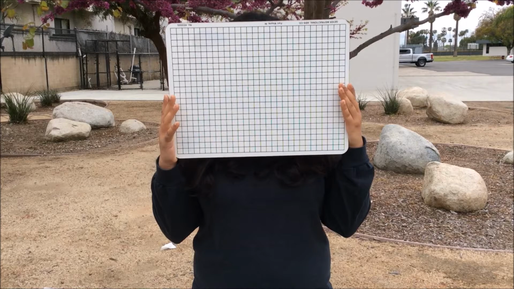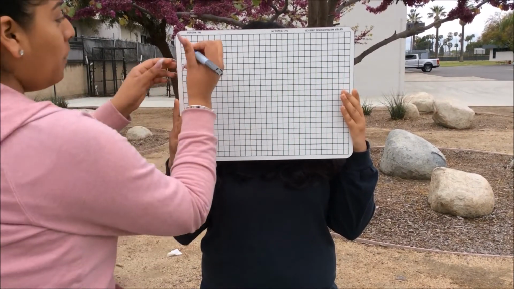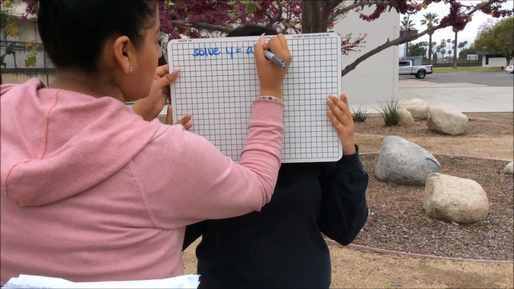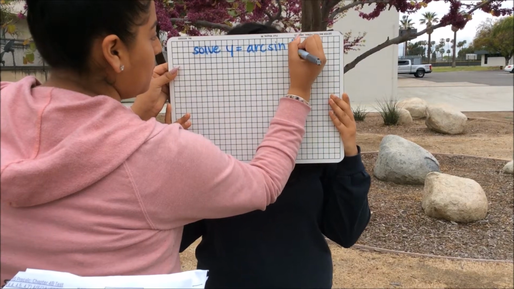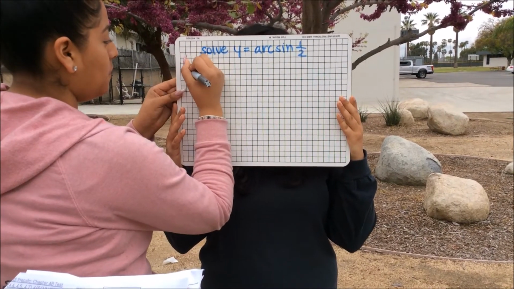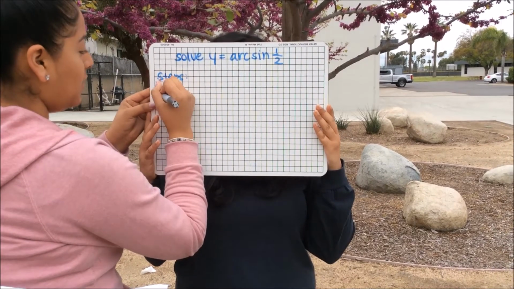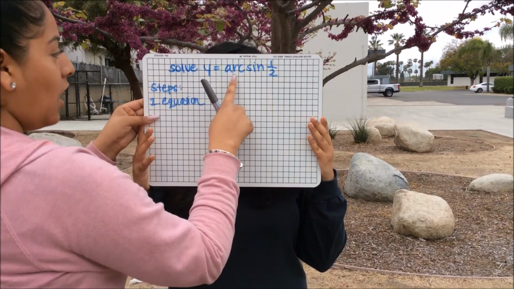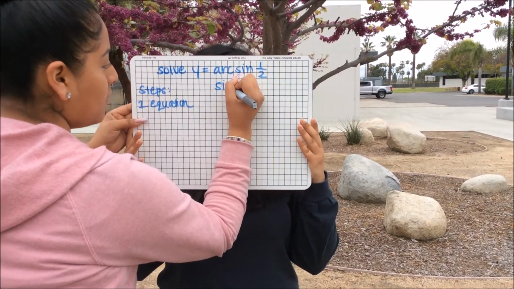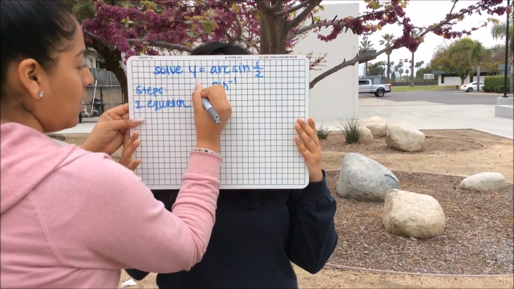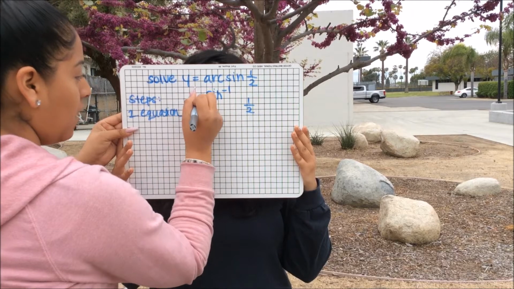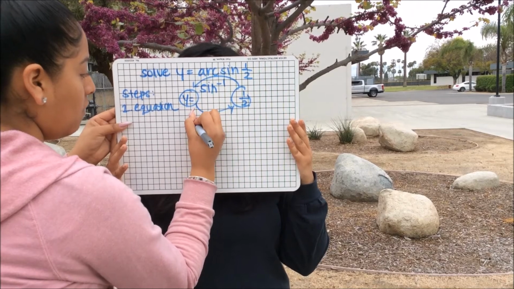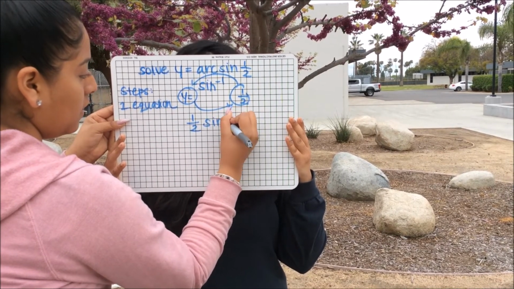Okay, so this is chapter 4B test version B, number 2. The problem is to solve y equals arc sine of 1/2. So the first step is to look at the equation. When we look at it, arc basically means the inverse of sine. After looking at the inverse of sine, you are then able to switch y and 1/2. And then you get 1/2 equals sine of y.